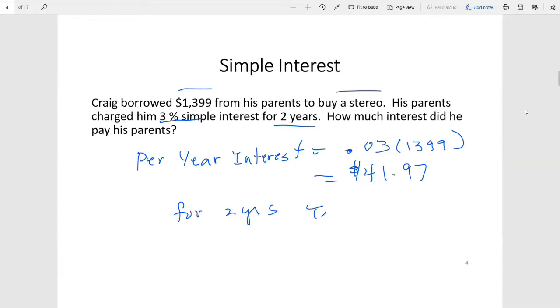the total equals 2 times 41.97, which is equal to $83.94.